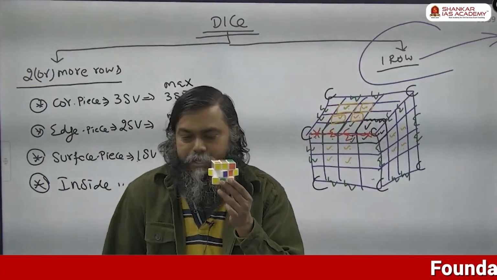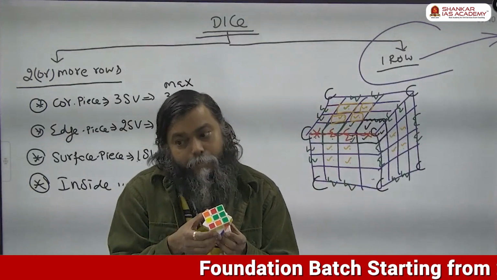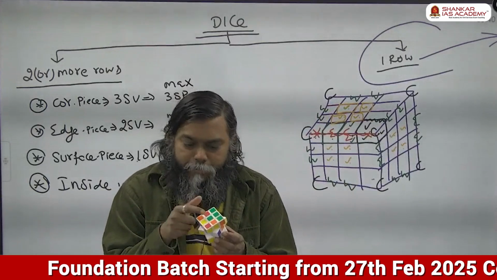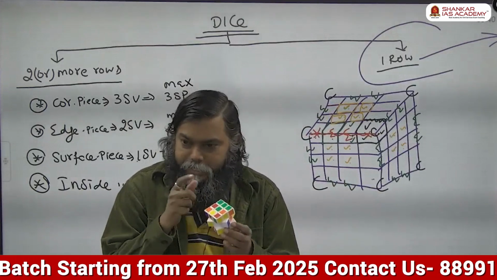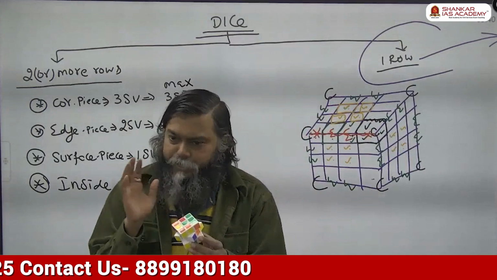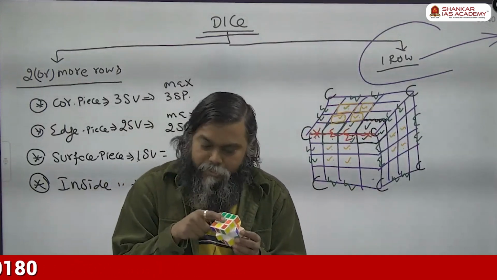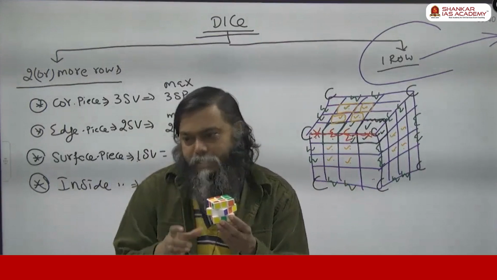There are 3 rows. In the first row, how many pieces are at the center? 1 piece at the center. Center means what? Remove the corners, remove the edges. What is left out is called the center piece. So in the first row, how many pieces at the center? 1. So each row has 1 piece at the center.